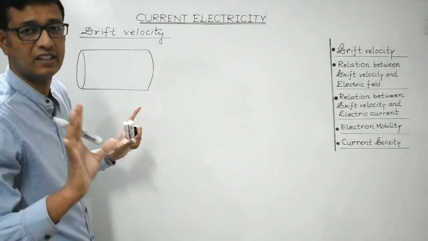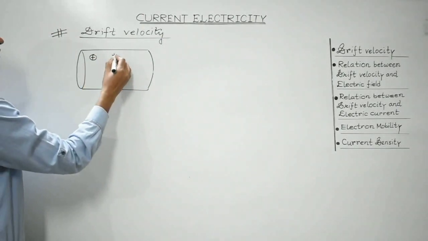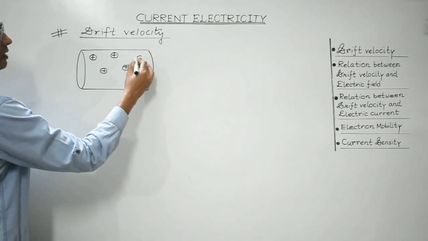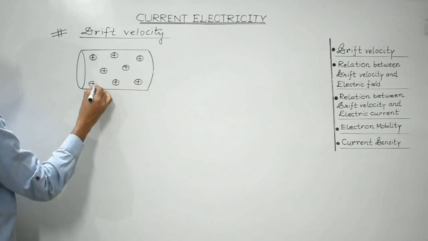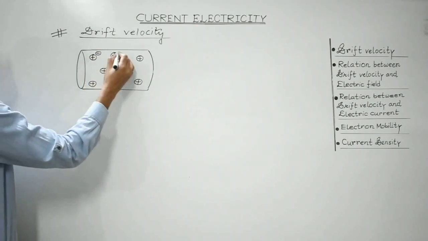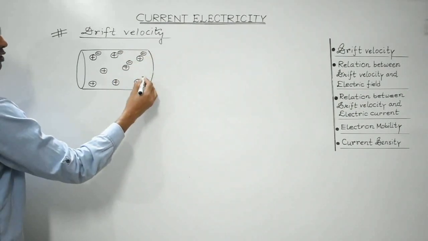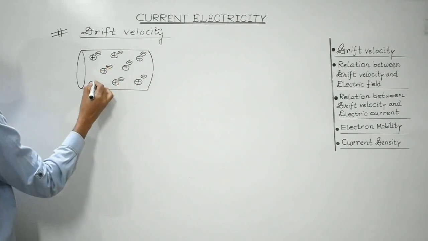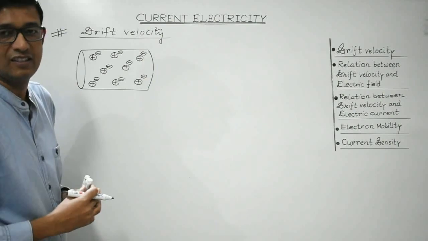This is a conductor and no electric pressure, that is no potential difference, is applied across its ends. No source is connected. So these are the ions. They are immobile. These are the positive ions. They keep on oscillating about the mean positions. And these are the free electrons. These are the electrons which are present in the outermost shell of an atom. They are known as valence electrons. These free electrons act as charge carriers.